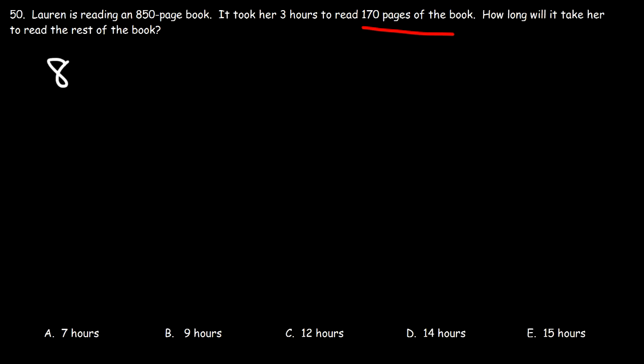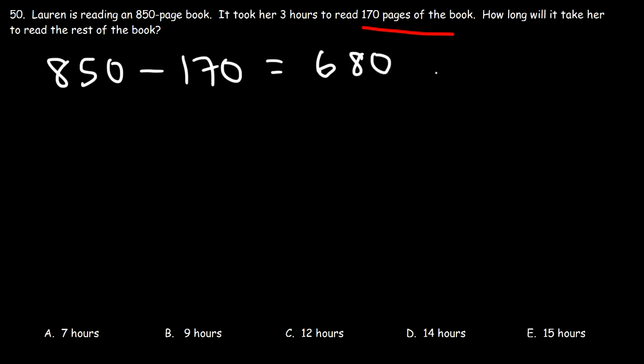So what we need to do first is subtract 850 by 170. And so the difference is 680. So that's how many pages she has left to read. Now, the real question is, how long is it going to take her to read 680 pages? Now, you could find the answer by setting up a proportion or by doing a conversion problem. So let's set up a conversion.